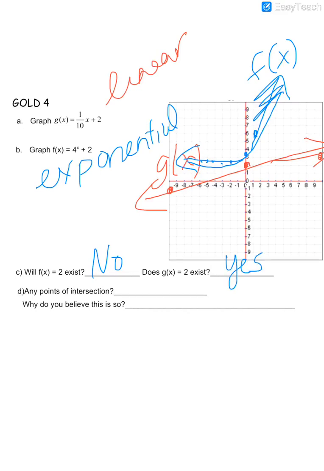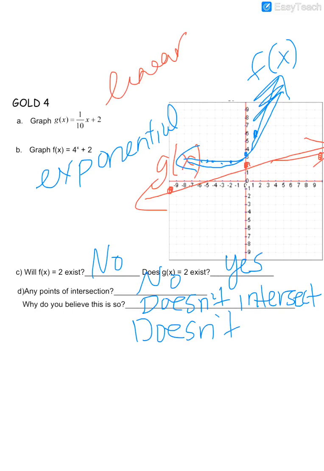Are there any points of intersection? No. Why do you believe so? Doesn't intersect. Or it doesn't touch. So there are no solutions. Okay, so we're all done here.